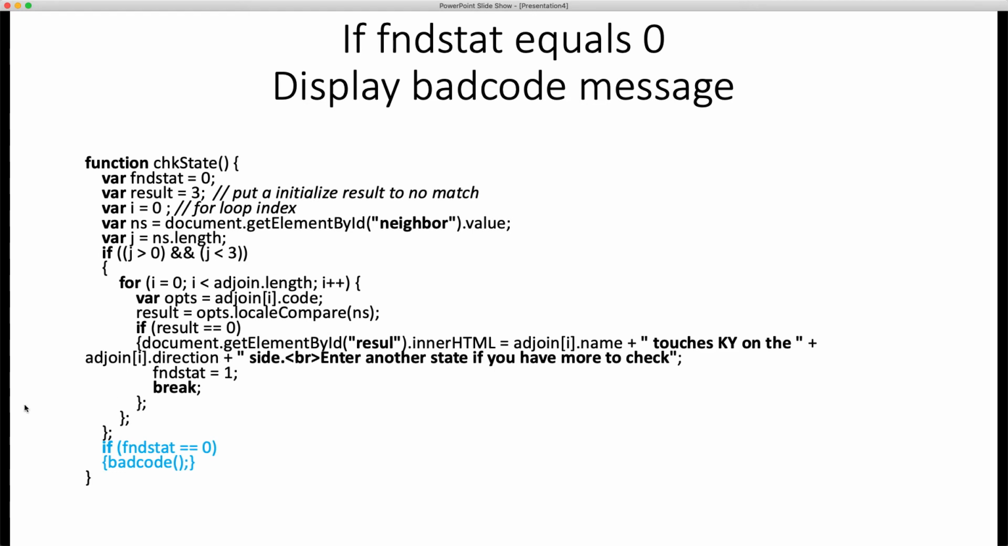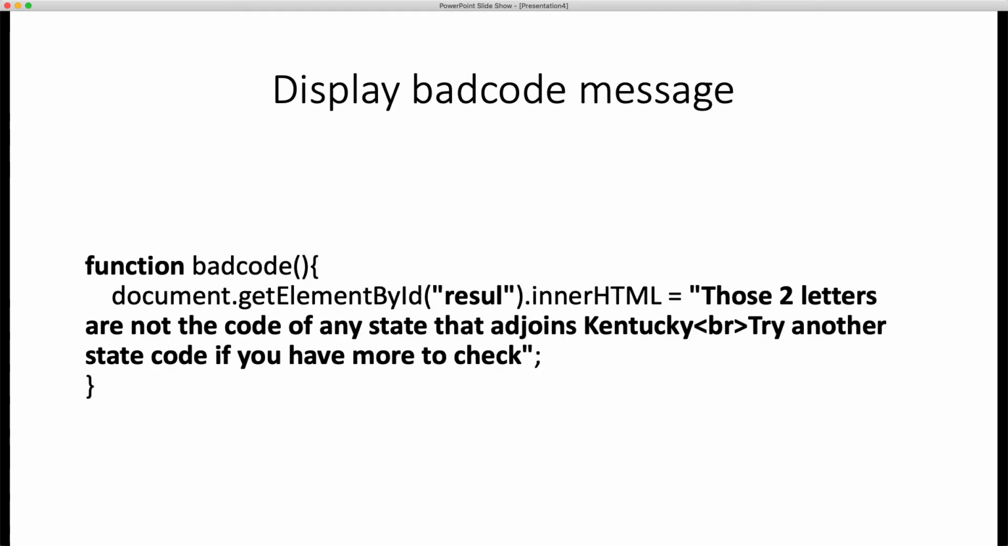All right, so this will loop me through from 0 to 6. If I get here and fndstat is still equal to 0, I never found anything. And so I'm going to fire the function badcode. They gave me a bad code. And badcode is simply going to say, okay, set the document result to those 2 letters, and it's just a constant text that says, hey, you didn't find anything.